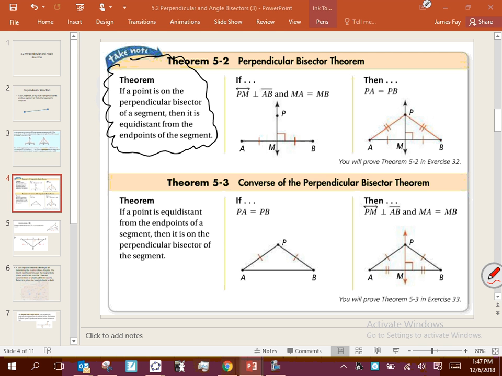And basically all that says, and it should be information that we already have somewhat of a grasp for because of some other theorems we've talked about, is that if you have a point that is equidistant from two other points, you know that point is on the perpendicular bisector of the segment that those other two points created. Okay, so just the converse of that top theorem.